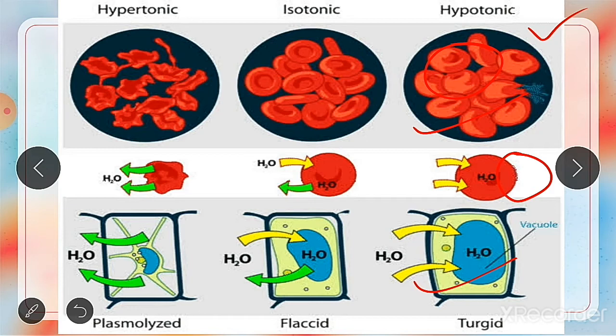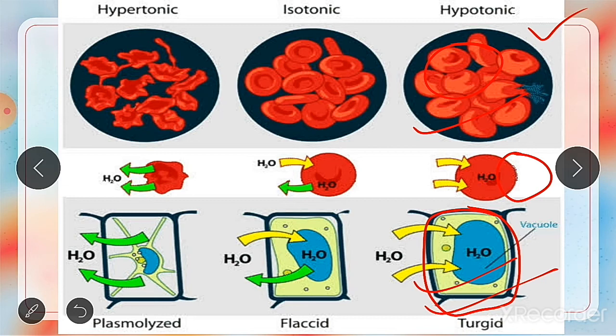But what happens in a plant cell? In a plant cell also, the cell will take up water and swell, but the cell wall prevents it from bursting. We know that there is another layer around the plant cell. This cell wall prevents the bursting of the cell, and the cell becomes turgid. Turgid means it becomes swollen and hard. So in a plant cell the cell becomes turgid, and in animal cells it is hemolyzed or breaks down.